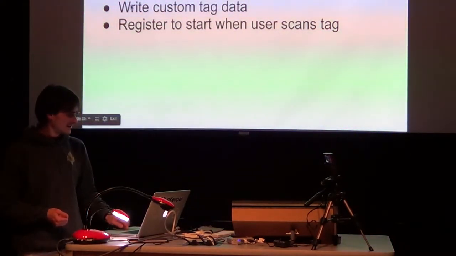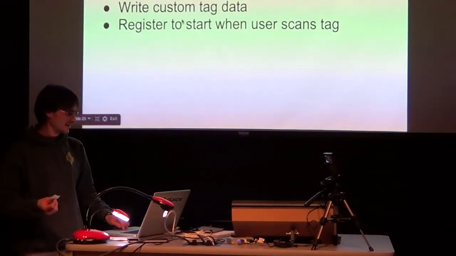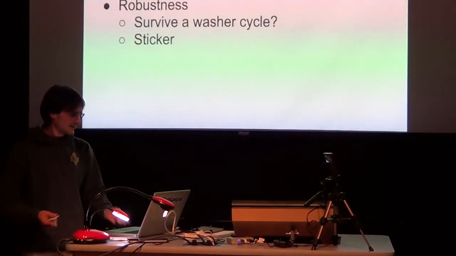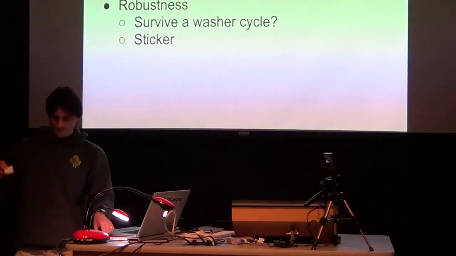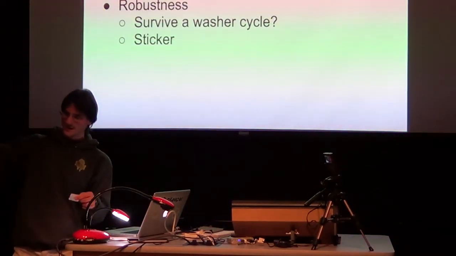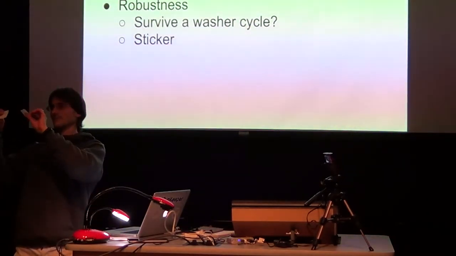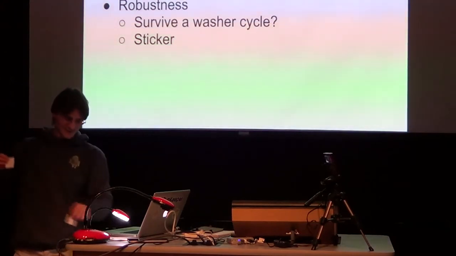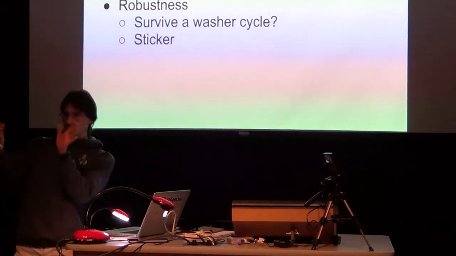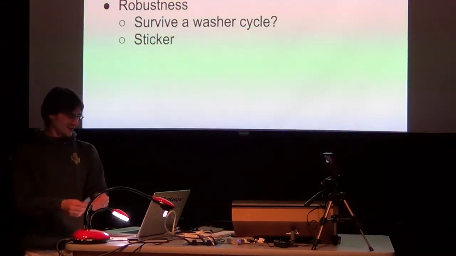So the two things that an app has to do is write some custom data and then get ready to respond when someone scans it. So these are some NFC tags. There's sticker types, like circle stickers, square stickers, stickers with logos on them, big rectangle ones, and then there's this one.